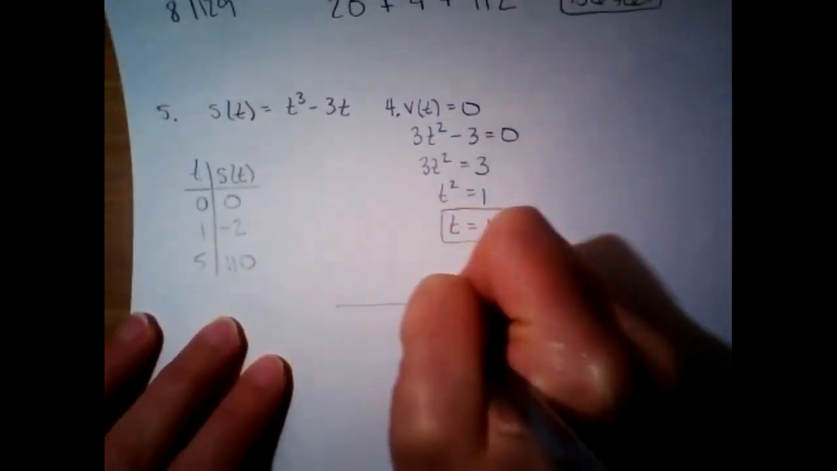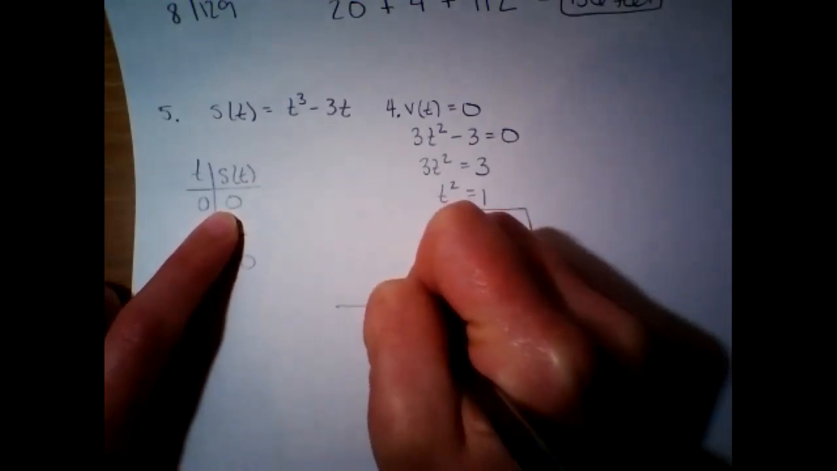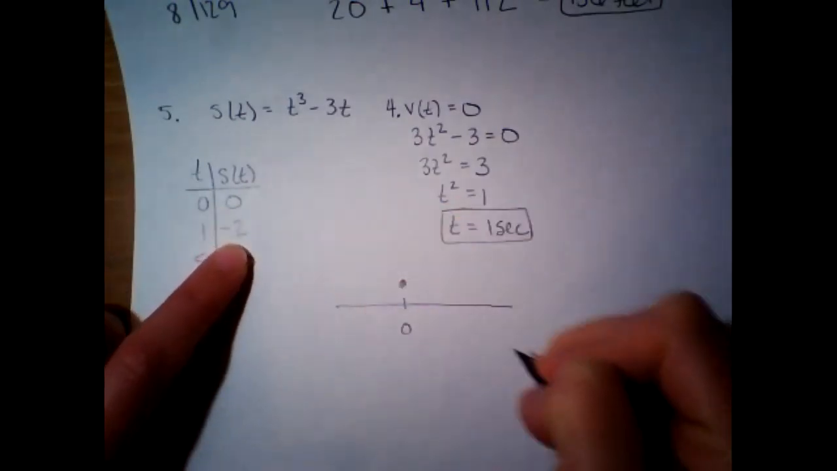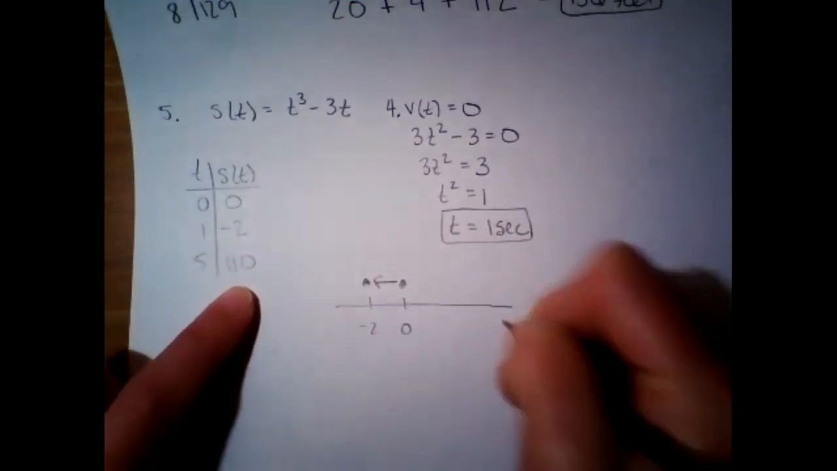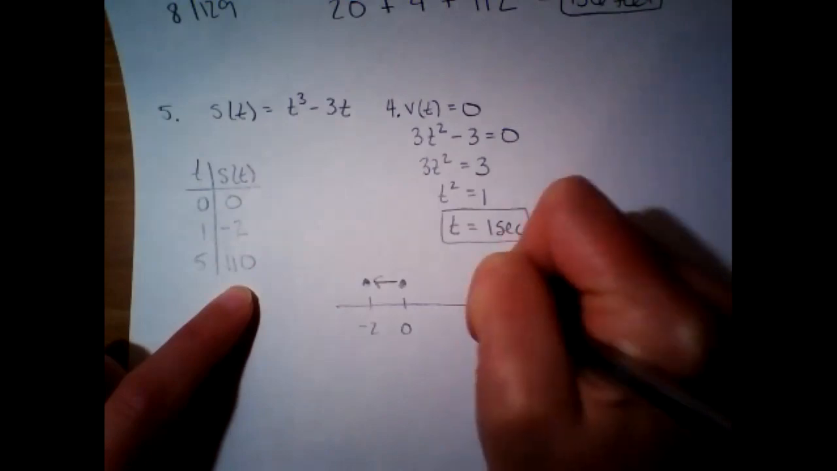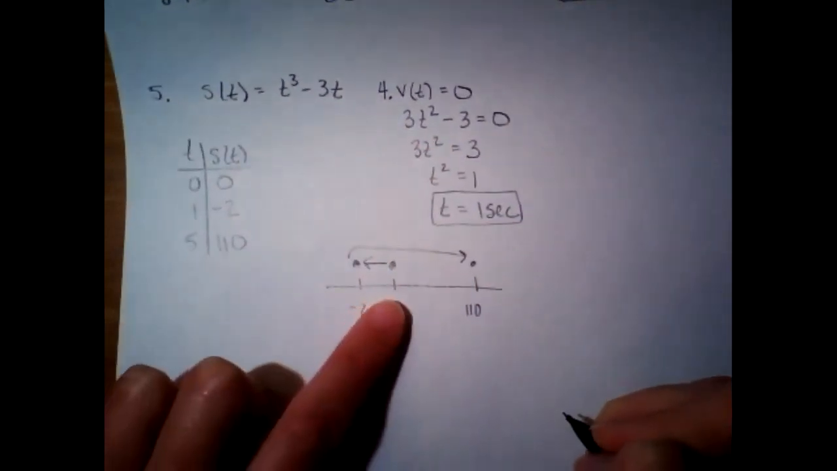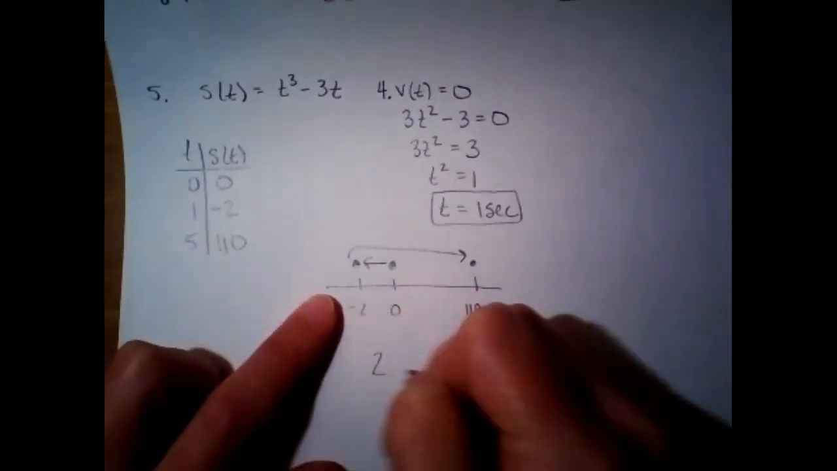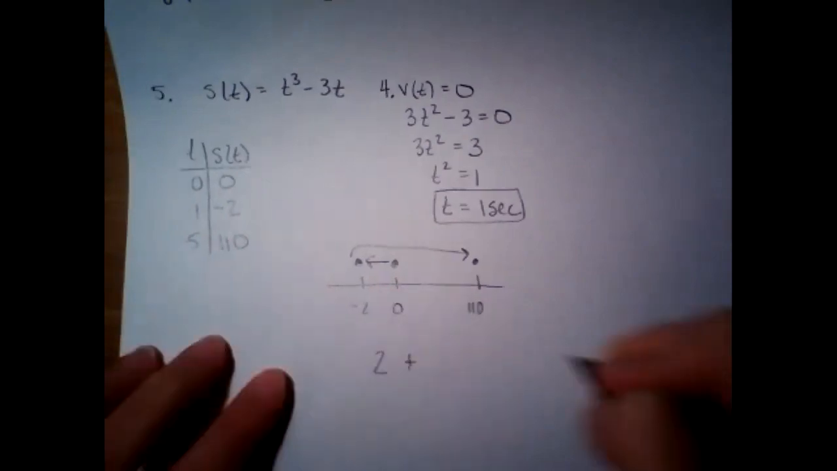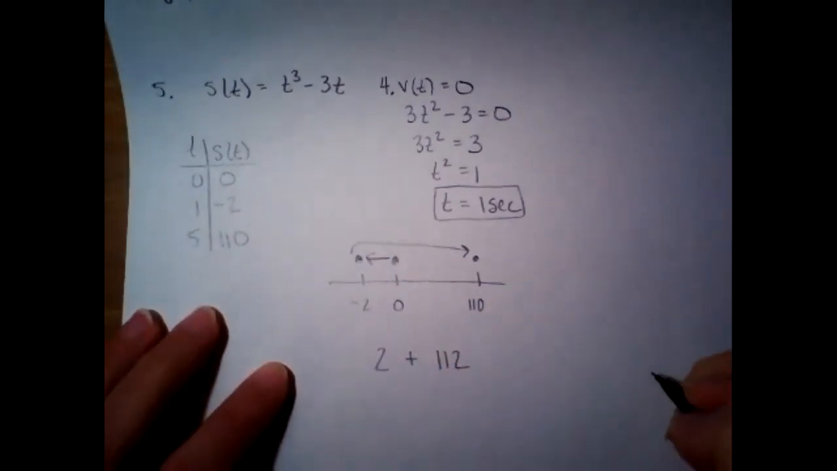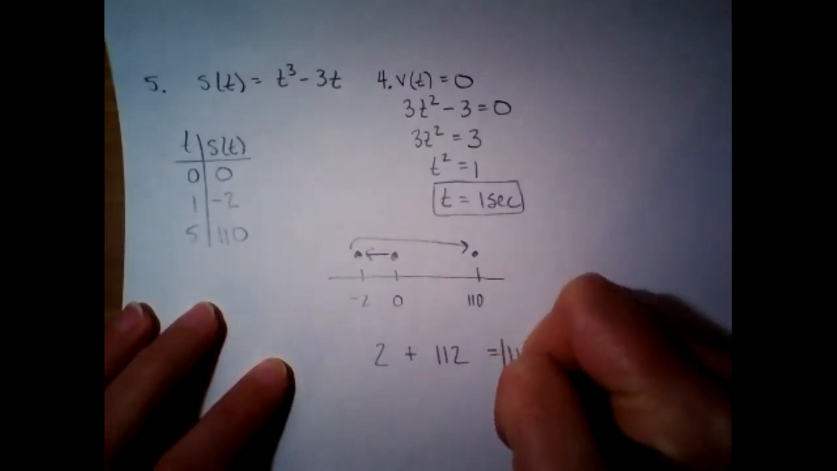And so again, just to make a visual of what is going on here, we're going to start at 0 and then go to -2 and then up to 110. So from 0 to -2, that's a distance of 2. And then from -2 up to 110, that would be a distance of 112. So we get 114 feet.